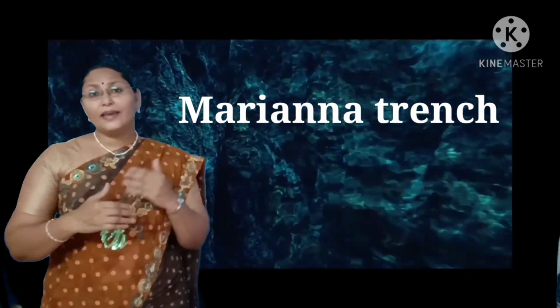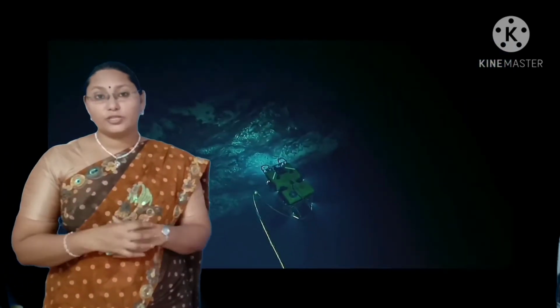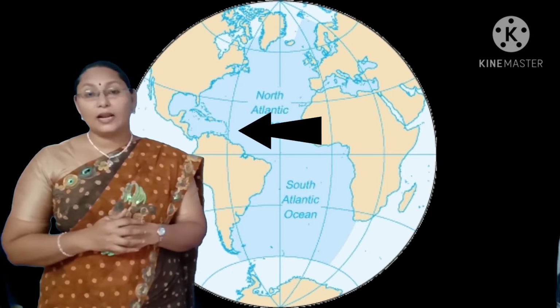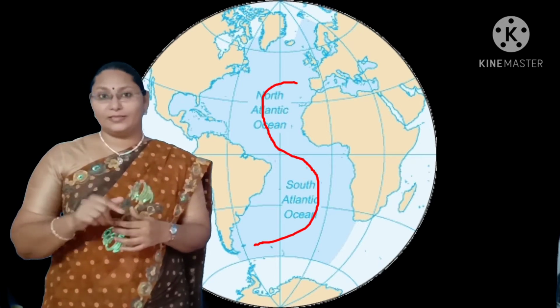The second biggest ocean among these is the Atlantic Ocean. The Atlantic Ocean lies between 4 continents. Towards the west side of the Atlantic Ocean, we have North America and South America. And towards the east side, we have Europe and Africa. Between these continents the Atlantic Ocean lies, and it resembles the shape of the alphabet S.